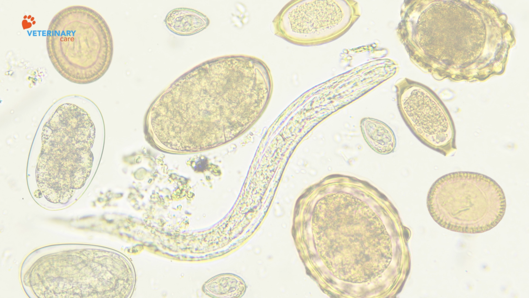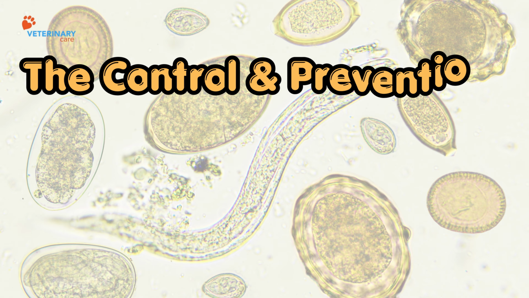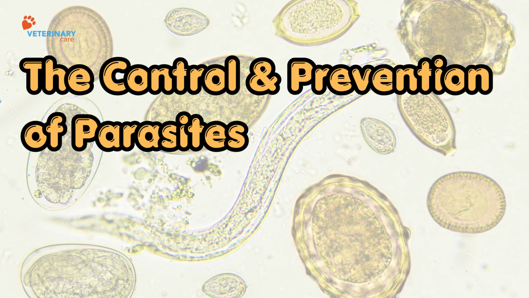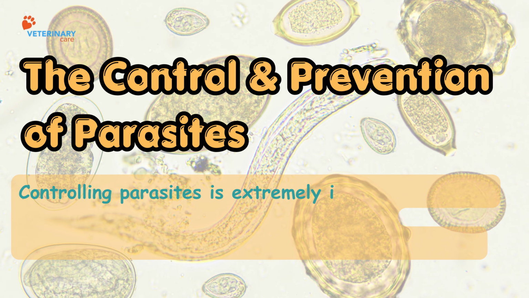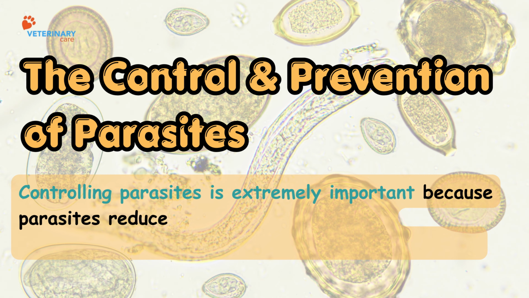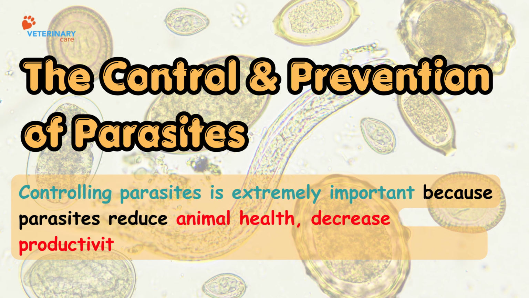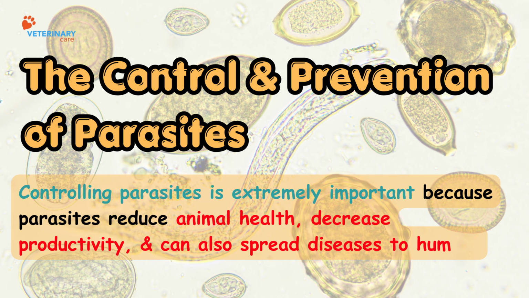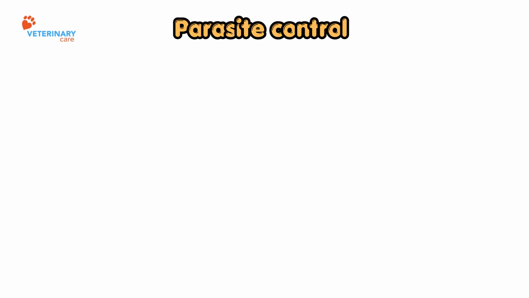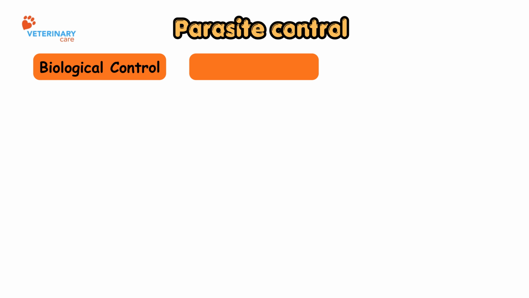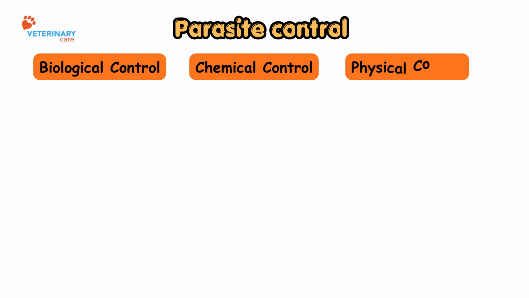Hello everyone. In today's lecture, we are going to study the control and prevention of parasites. Controlling parasites is extremely important because parasites reduce animal health, decrease productivity, and can also spread diseases to humans. Parasite control is mainly divided into three major methods: biological control, chemical control, and physical control.